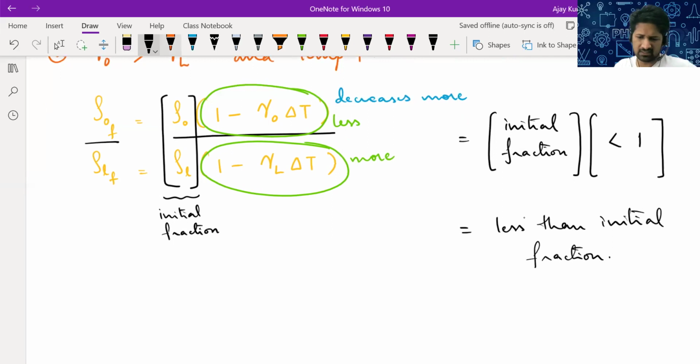Suppose initially the fraction of volume immersed was 2/3. Finally, it will be lesser than that, so maybe 2/4 or 2/5. It depends on temperature and temperature change and all. But the fraction will decrease, and this is how you comment on it. That's all. It's quite simple.